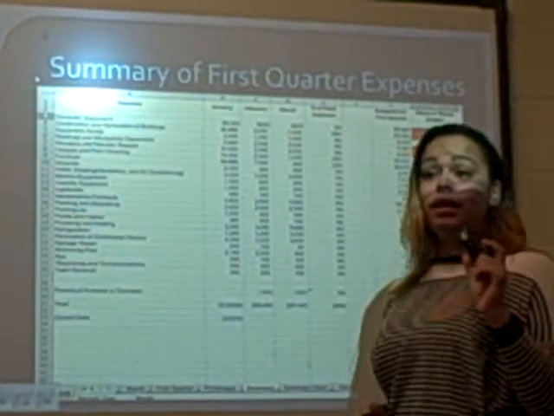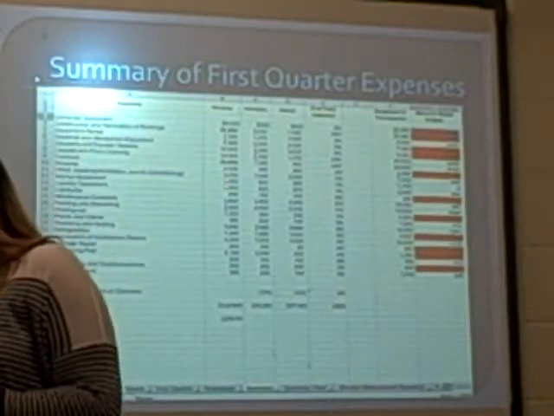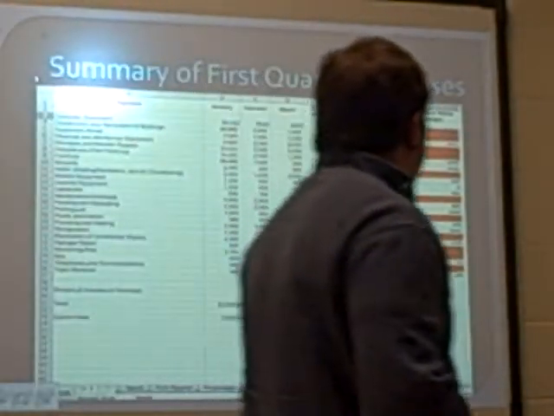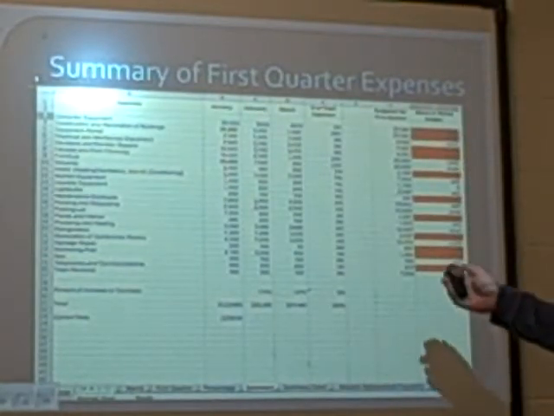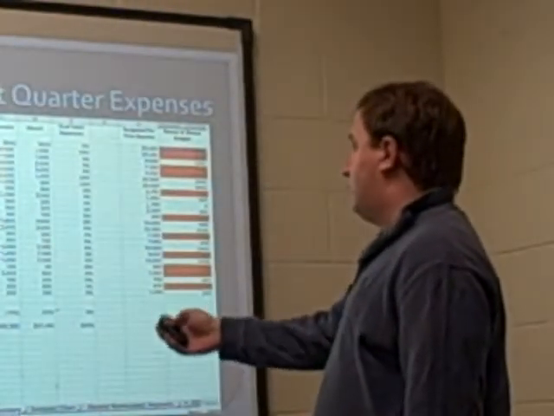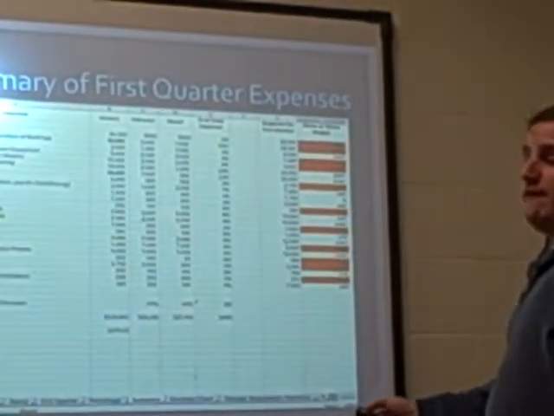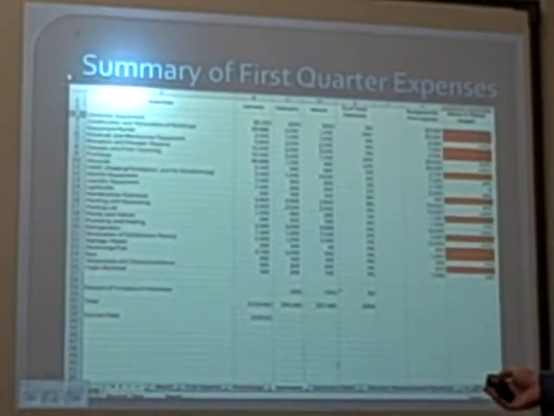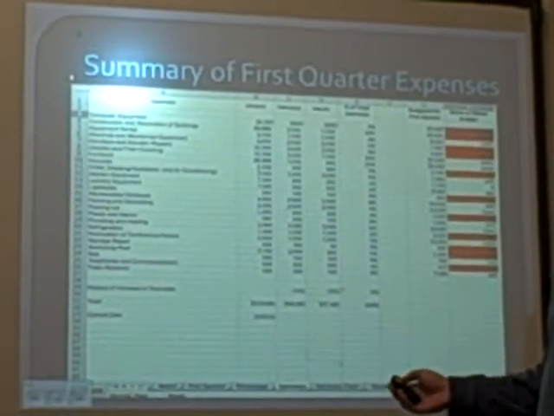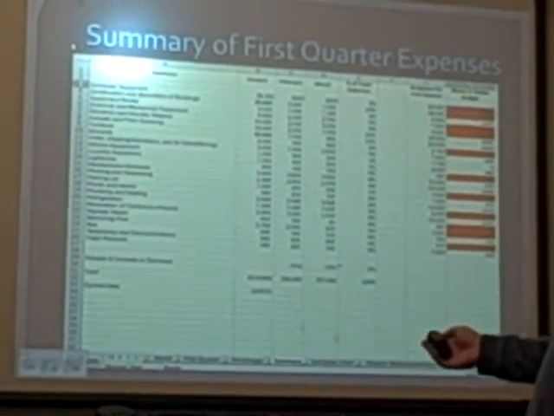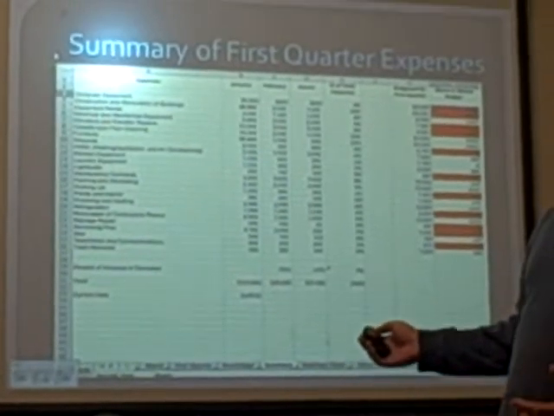So we hand it back over to Danny for our third part. Thank you, Christina. As you can see here, we've updated our spreadsheet to show all the categories of expenses for the first quarter. You will notice that there are a number of categories highlighted in red. Every category highlighted in red represents a category where too much money was spent, basically over our budget.